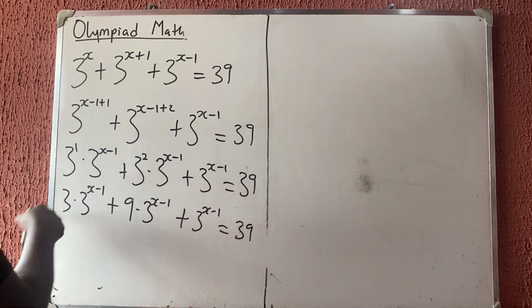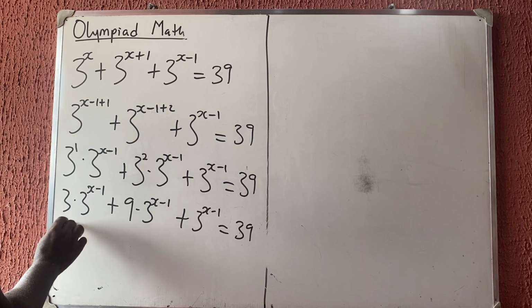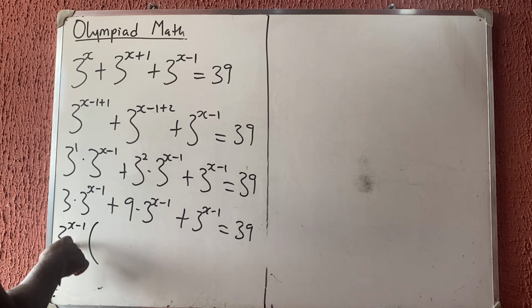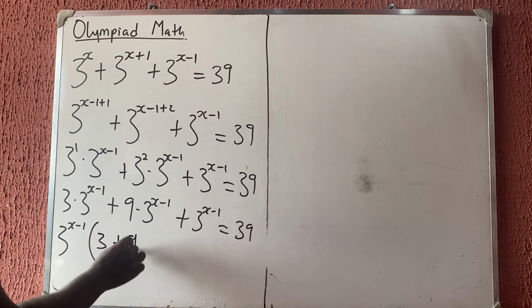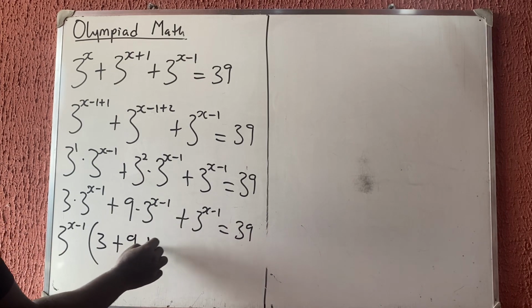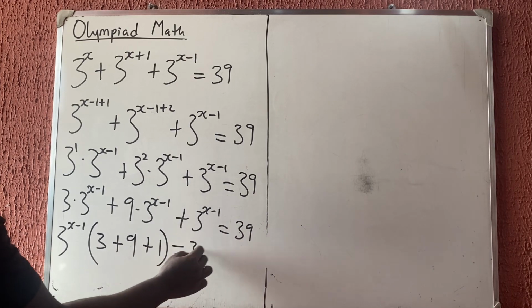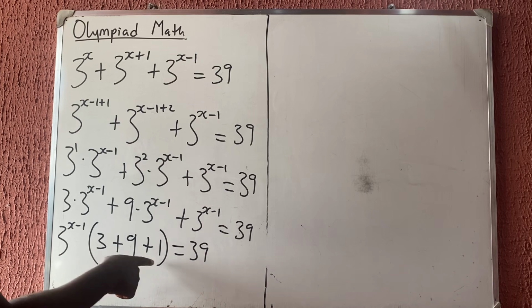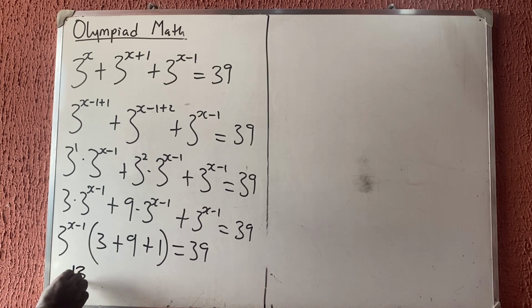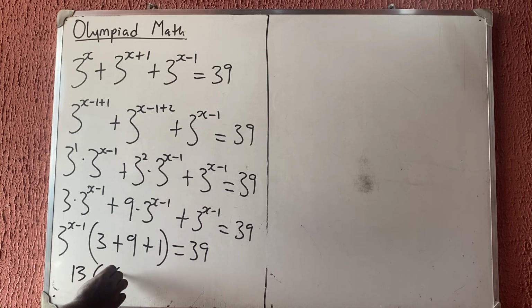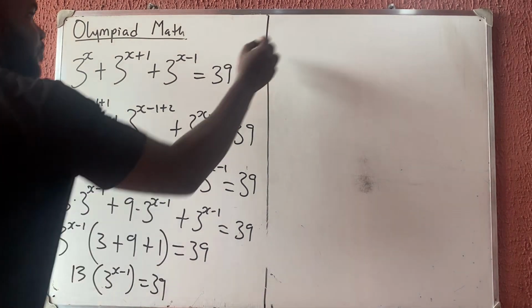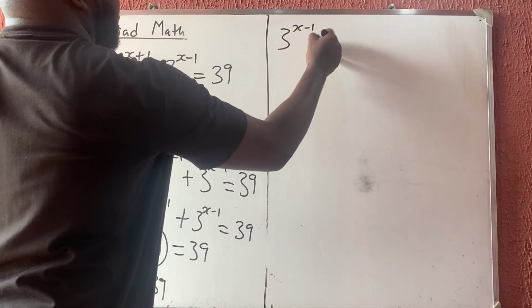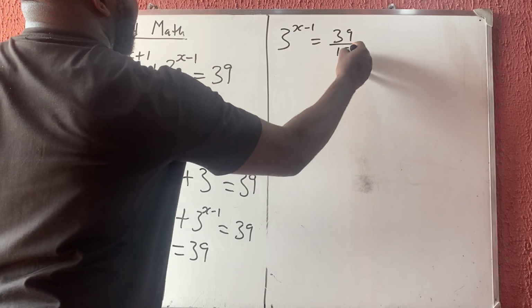Okay, so if I factorize, they have 3 raised to power x minus 1 in common. So divide everybody by it: 3 is remaining here, divide everybody here, 9 is remaining here, divide by itself, 1 is remaining here. So it's equal to what? 39. So add everything here, I'm having 13. So this is 13 into 3 raised to power x minus 1 is equal to 39. So therefore, 3 raised to power x minus 1 is equal to 39 divided by 13.